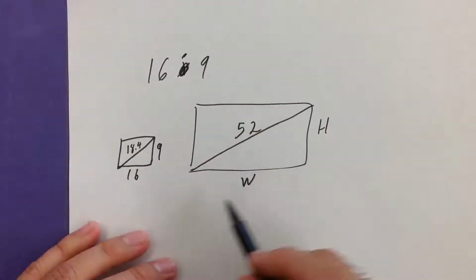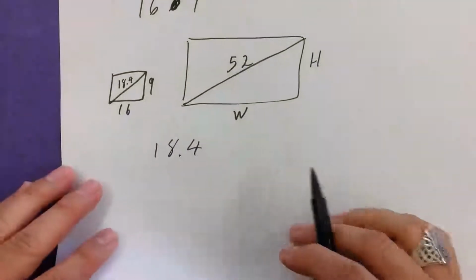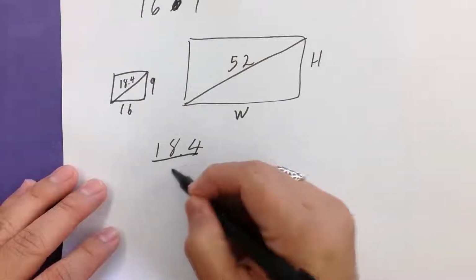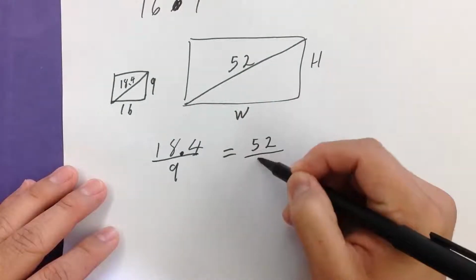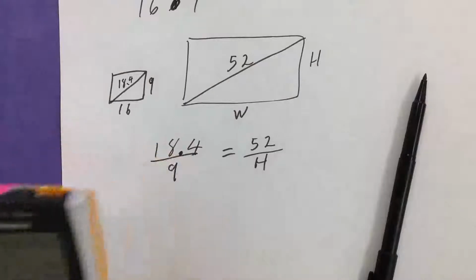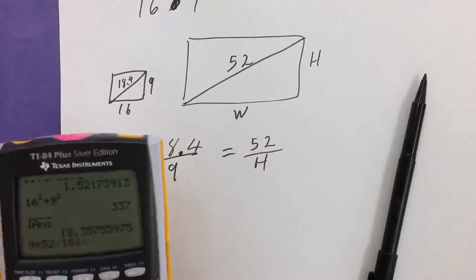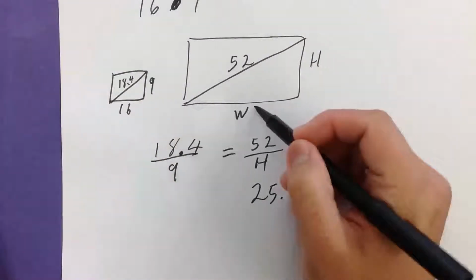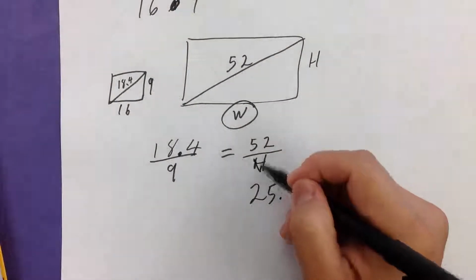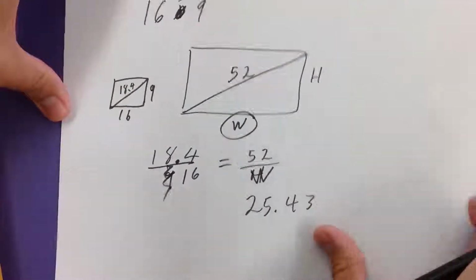Alright, so now you just go ahead and set it up. 18.42 goes with 9, because these two go together, so that's equal to 52 to h, and just solve for h. So 9 times 52 divided by 18.4 comes out to be 25.43. And we can do that to find our width too. We just need to change this to W and this to 16. And that's about it for that one. Tires. We have a tire question.